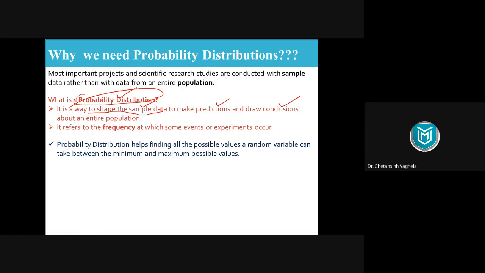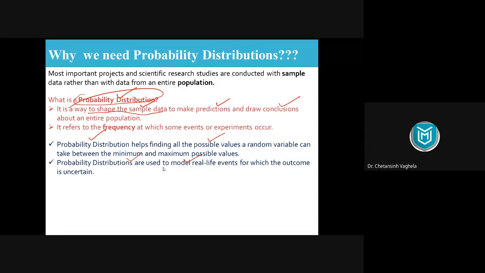Probability distribution helps in finding all possible values a random variable can take between the minimum and maximum possible values. ये आपको पता है. With the use of probability distribution, you can identify the maximum and minimum value that a random variable can take. X की सबसे बड़ी वैल्यू कौन सी है, सबसे छोटी वैल्यू कौन सी है, वो हम आइडेंटिफाई कर सकते हैं probability distribution से. ये आपने किया हुआ है CRV सब के साथ.